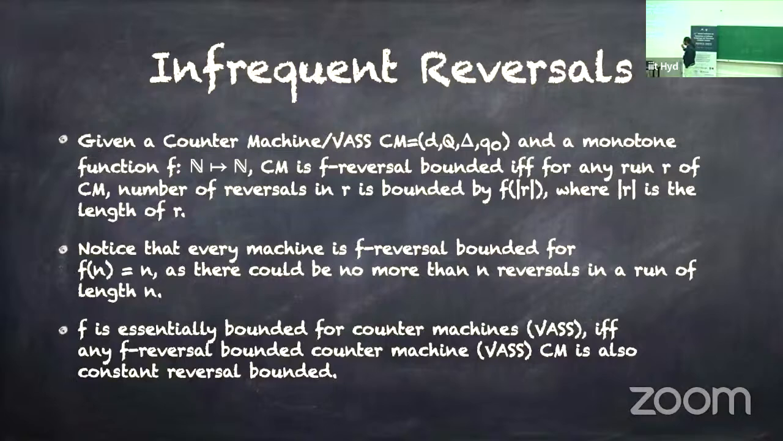Moreover, we also say that F is essentially bounded for counter machines or VAS if and only if any F reversal bounded counter machine CM is also constant reversal bounded. So in some sense, F grows so slowly that the corresponding counter machine is indeed a constant reversal bounded counter machine.